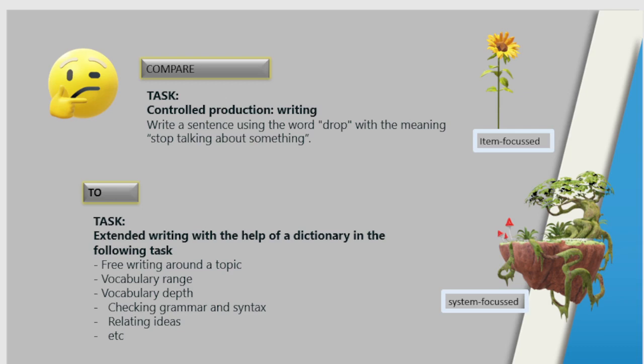Now we have seen an item-focused task. Remember the writing a sentence with the word drop and the meaning stop talking about something. But we can also develop a more complex task, a system-focused task, where we can focus on different issues, different ideas. So let me show you an example of what this could look like.